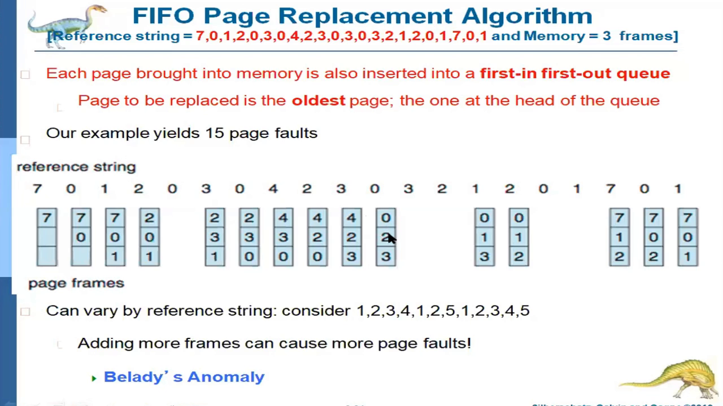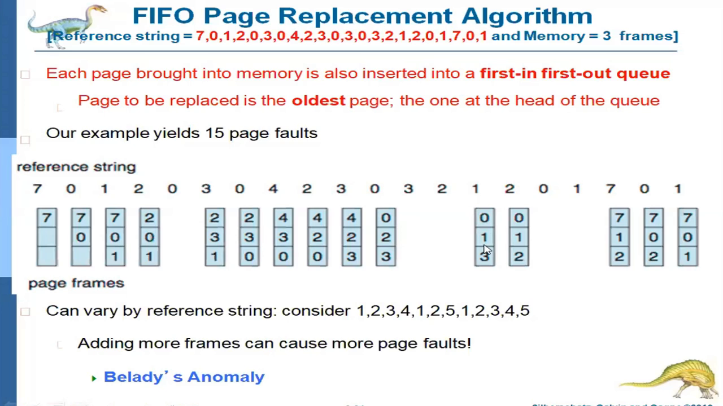2, ma'am. Instead of 2, we have to replace 1. That means 0, 1, 3. Again, you have to check whether page 2 is there in main memory or not. So 2 is there? No. So a page fault will occur.